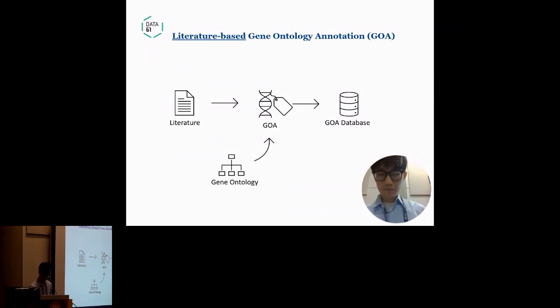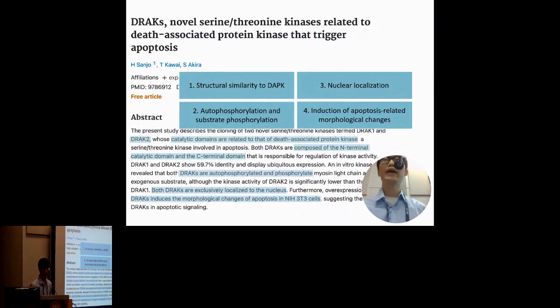Let's see an example of how a piece of gene function information is captured and stored using the gene ontology annotation. This is the abstract of a publication regarding human enzymes called DREC1 and DREC2. Reading through the literature, we can find some important information. We can find that these two enzymes have a specific structural domain. They are involved with kinase activity and they localize to the nucleus of the cell, and they also play a role in the apoptosis process.